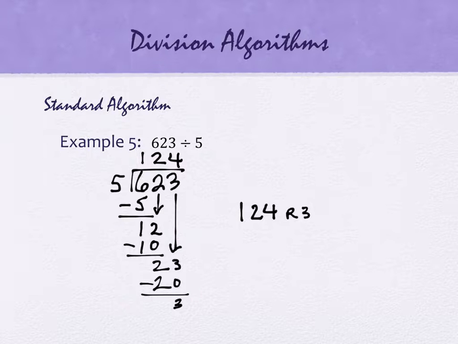One of the things that's hidden inside the standard algorithm that you know, and you don't even think about it anymore, is you know your multiplication facts, don't you? You didn't have to sit there and try and really figure out how many 5s were in 12. You just know it. Agreed?